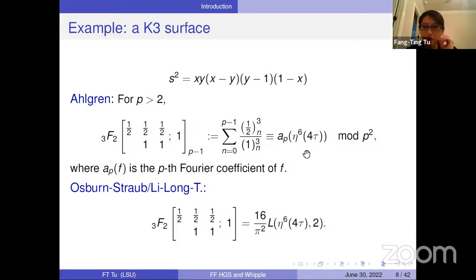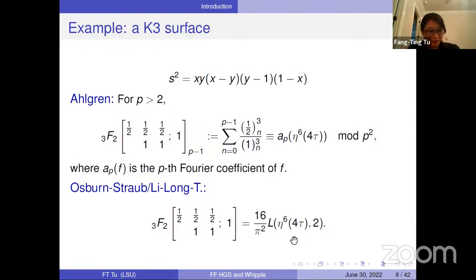As an Archimedean version of this supercongruence, we can write the 3F2 value in terms of a period of this weight 3 modular form, which is written as the special L-value of this weight 3 modular form.